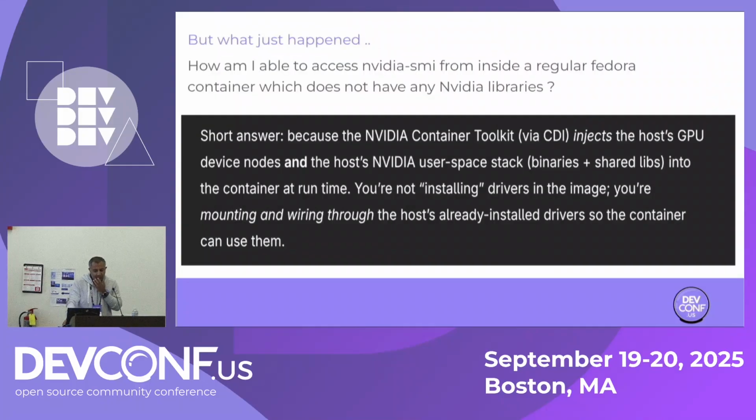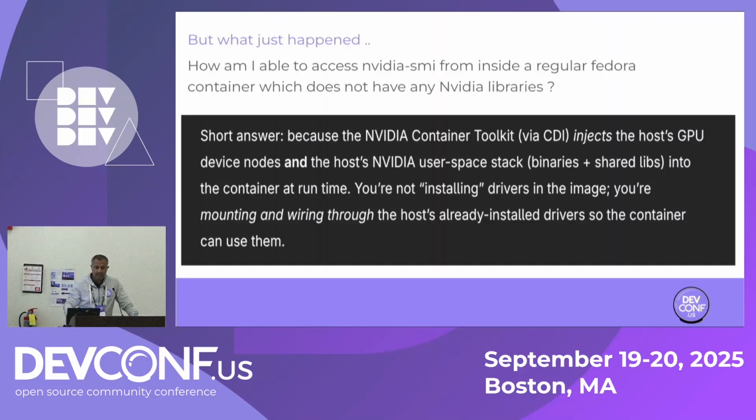But I just want to go a little bit under the cover of what exactly happened. How am I able to access the NVIDIA SMI binary from a regular Fedora container, which obviously does not redistribute any of the CUDA user space stuff or any of the drivers? So the short answer is all the magic is taken care of by this thing called NVIDIA Container Toolkit behind the scenes, which injects the host GPU device nodes, right?